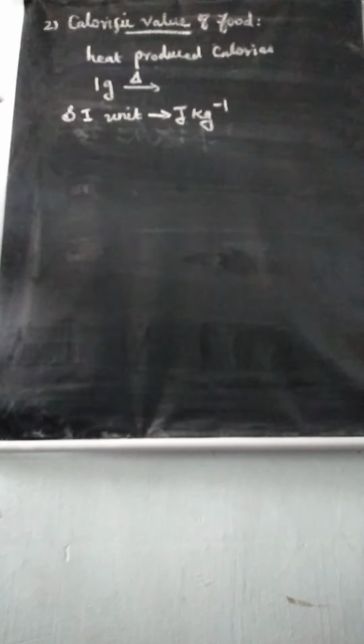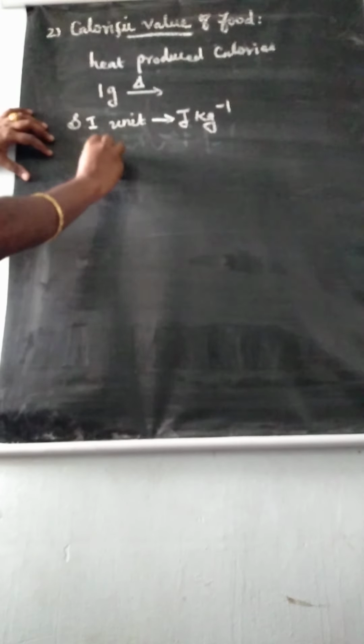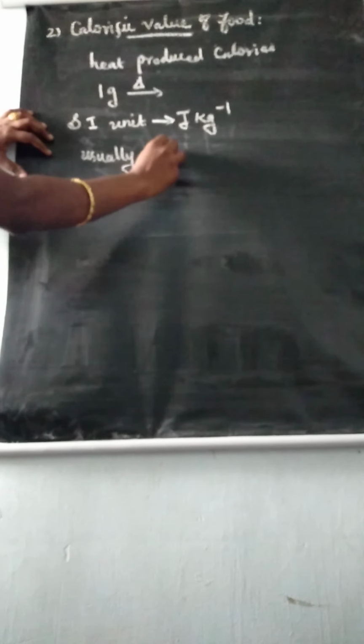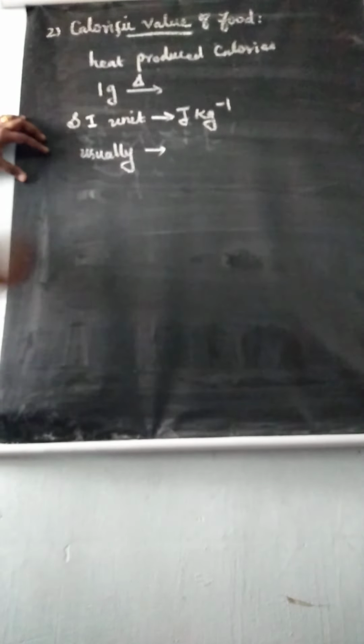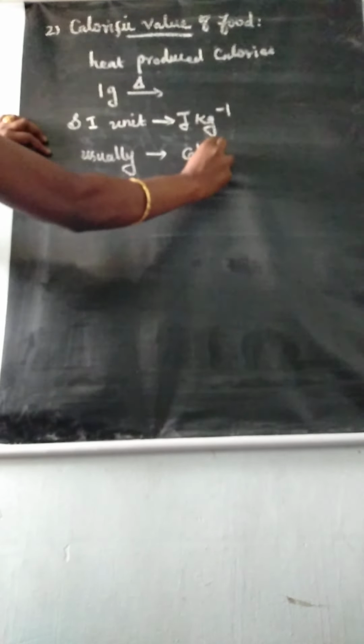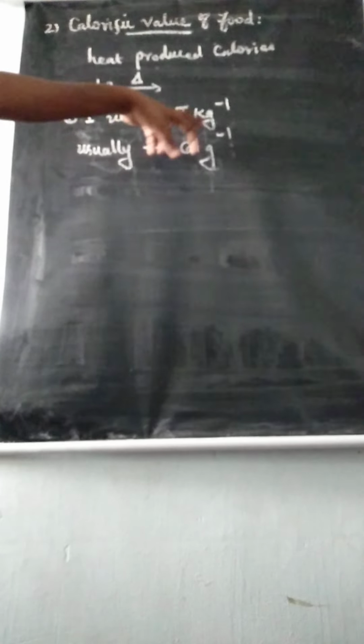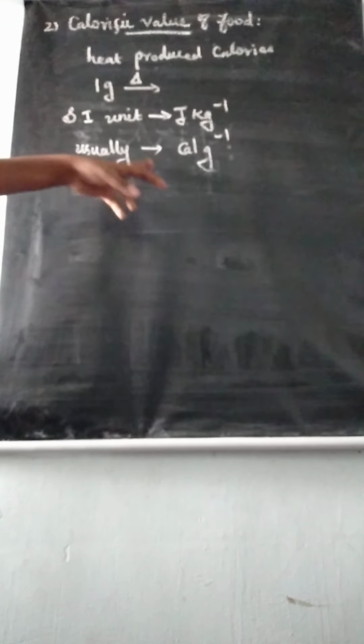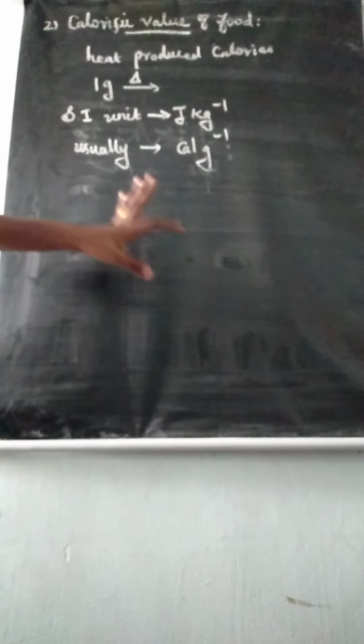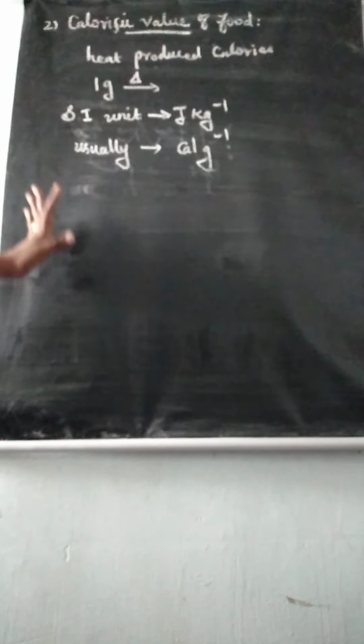And usually this one is expressed as calories per gram. So listen, SI unit is joule per kilogram, and usually this one is expressed as calories per gram. Understand? So this is the second application, calorific value of food.